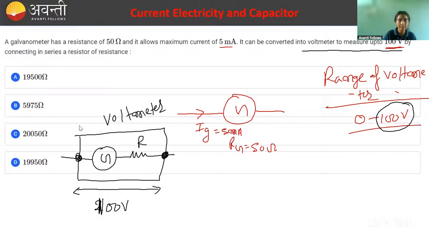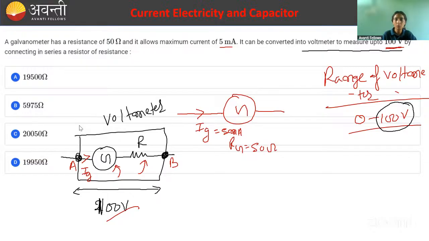So let's indicate this by A, this by B. So maximum value VA minus VB. Yes, that is correct. So VA minus VB maximum can be how much? 100 volt. And VA minus VB are coming from where? Because here current is going, IG. Because of this current, there will be potential drop on G and there will be potential drop on R. And the sum of this potential drop will be equal to the total potential getting dropped across the voltmeter.